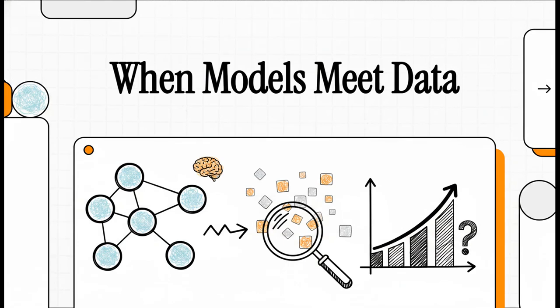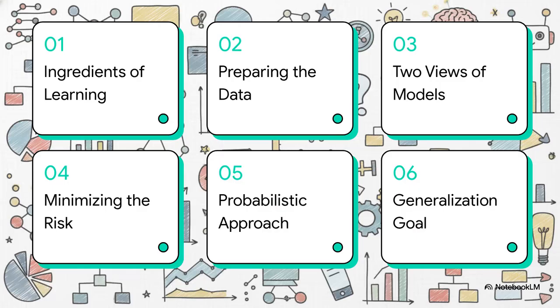Welcome to today's Explainer. We're diving right into a fascinating core quest today. How exactly do we, mathematically speaking, predict the unknown based on what we already know? You know, we hear about machine learning everywhere, but what actually happens under the hood when a mathematical model meets real-world data? Here's our roadmap for today. We'll hit the ingredients of learning, preparing the data, two views of models, minimizing the risk, the probabilistic approach, and finally, the generalization goal. Let's get to it.